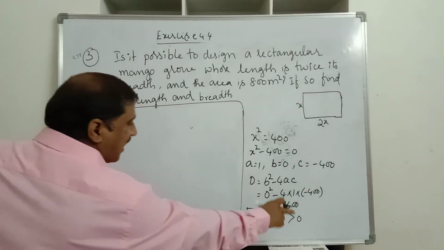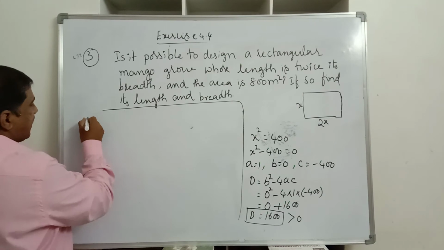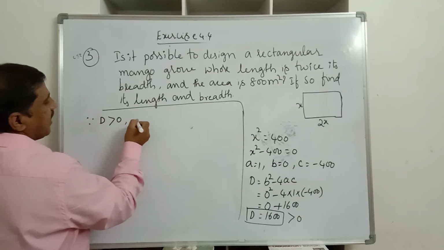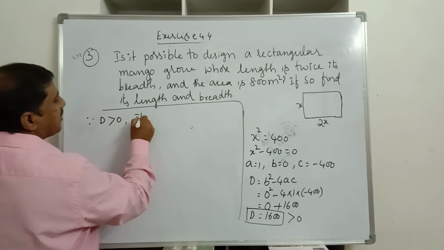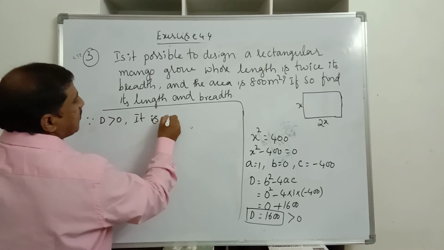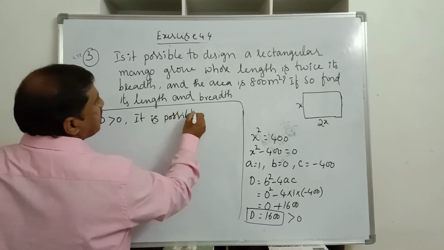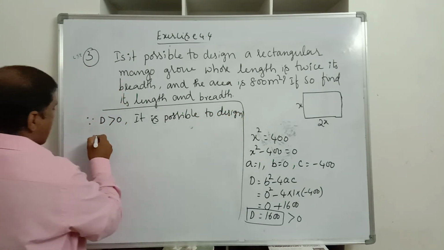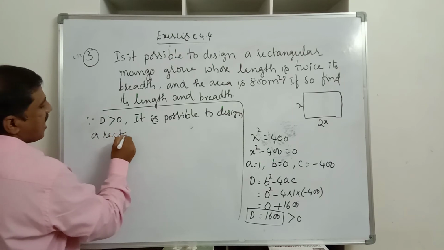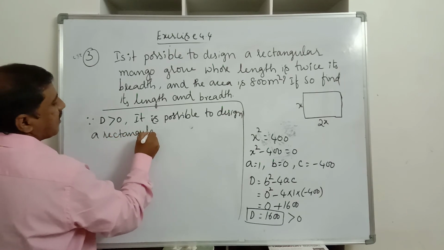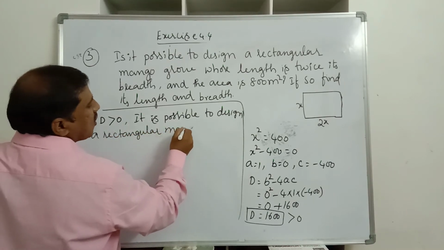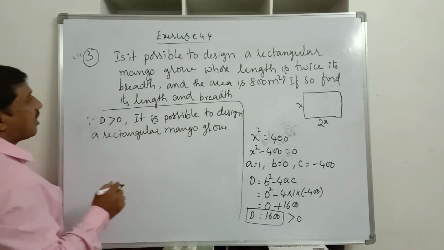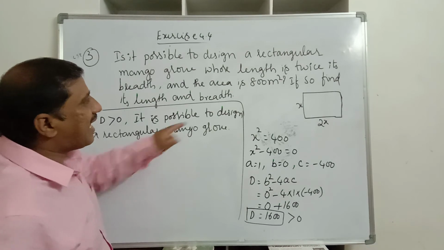As D is greater than 0, therefore it is possible to design a rectangular mango grove. It is possible. Now if it is possible, then find the length and breadth.